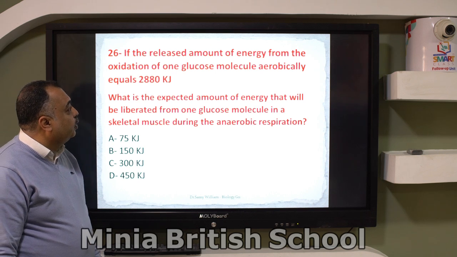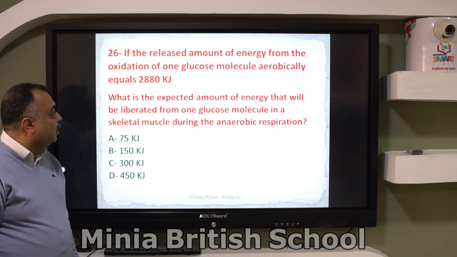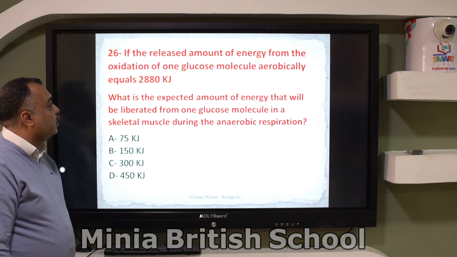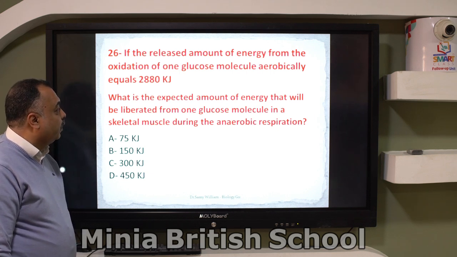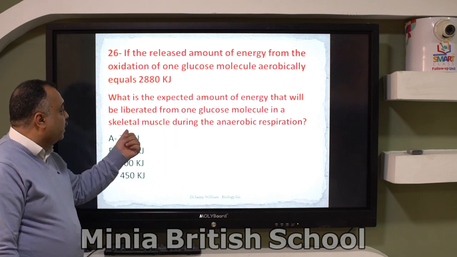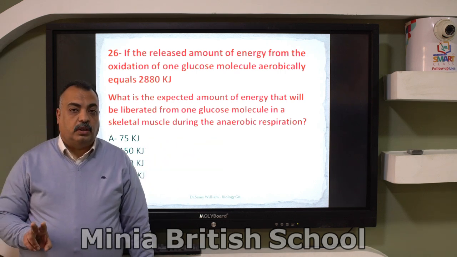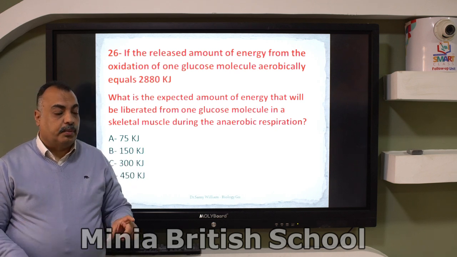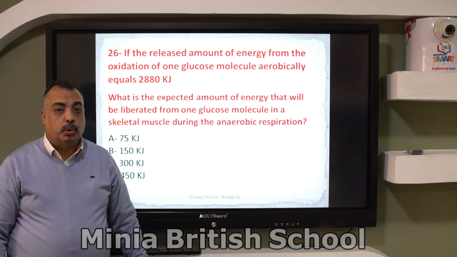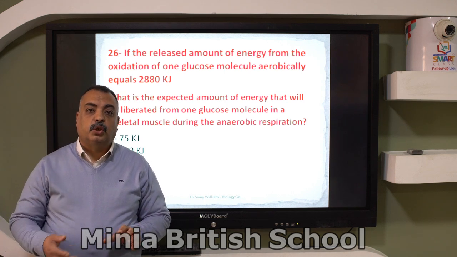Just a moment. One glucose molecule aerobically equals 2880 kilojoules, sorry, aerobically. This is for one glucose molecule. What is the amount of energy that will be liberated from one glucose molecule in the skeletal muscles during anaerobic? Anaerobic, it means we have 2 ATP only, not 38. So we will make a relationship. 38 ATP corresponding to 2880 kilojoule, and 2. We will make the scissors here to know the right answer.